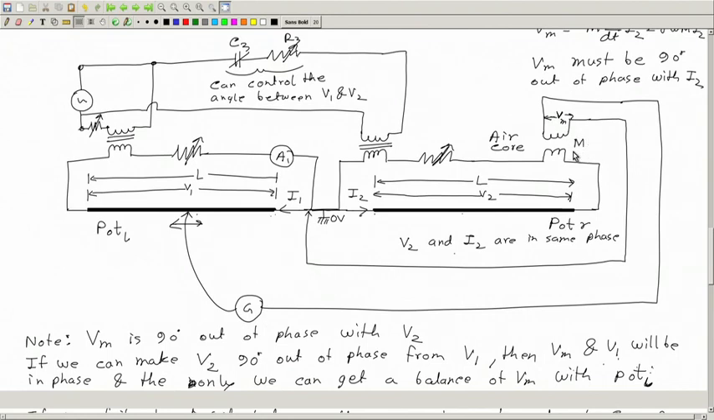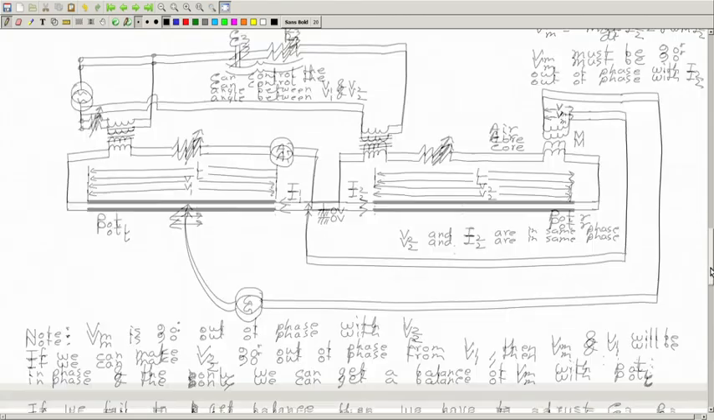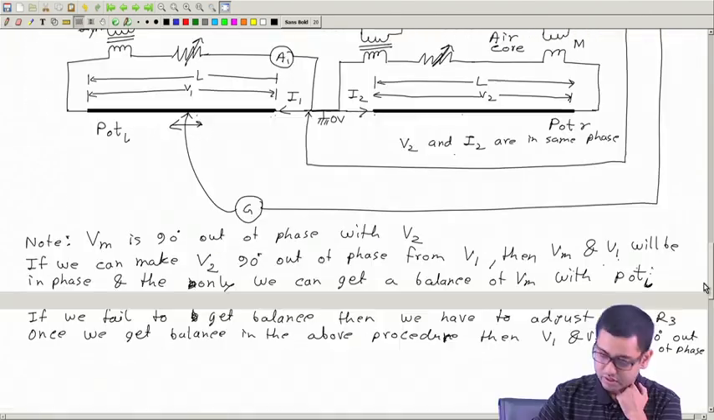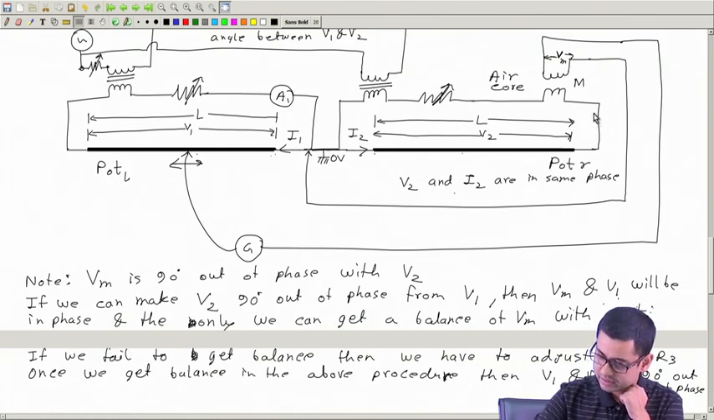And also, if we know the value of M, then from Vm we can estimate this current I2. If we know the value of Vm, then we can estimate the value of this current I2 from Vm, and then from that, we can estimate the value of V2 if we know the resistance of this wire. Now, say if this is M, then from the value of Vm, how can we get the value of I2?